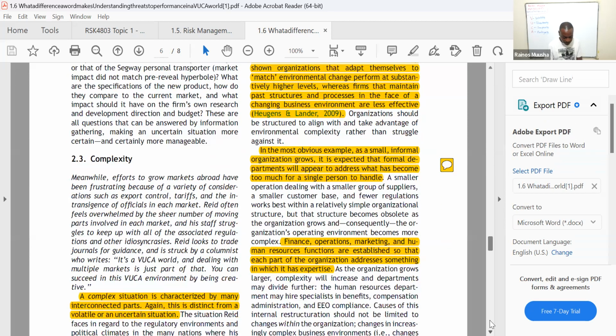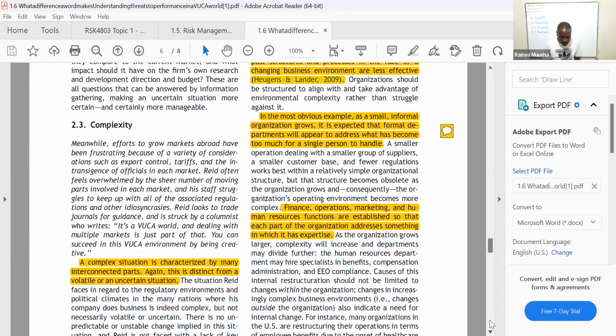When you look at a small organization, initially the founder of the organization can be doing all the different activities. They can be dealing with the sales, they can be running the purchasing department, they can be running the manufacturing department, they can be running all these other functions of the organization as well.